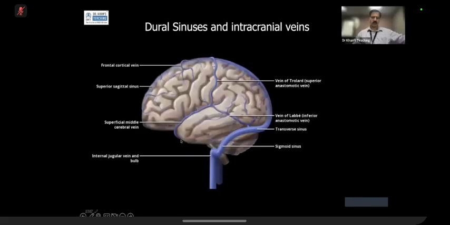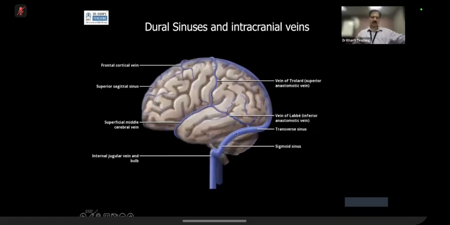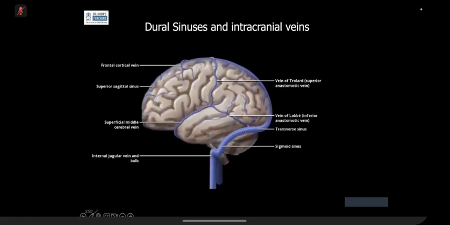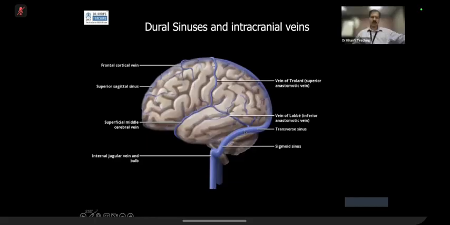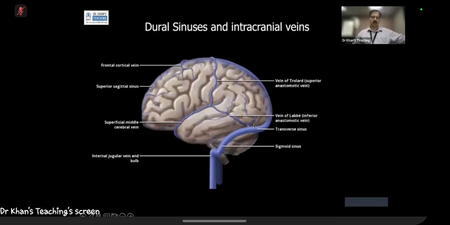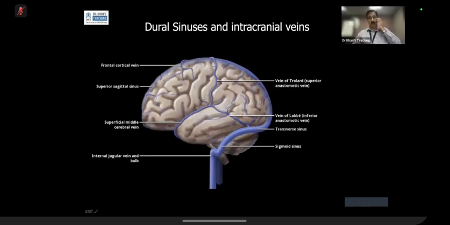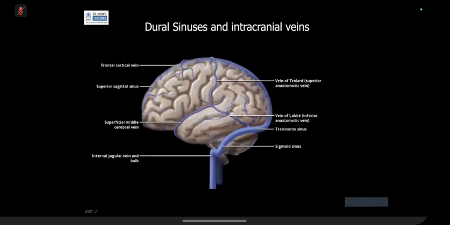Now, this is from a superior view, where these are the veins of Trolard. Sometimes what happens is that, particularly if the transverse sinus is hypoplastic, then these superficial veins will be very prominent and their role will be more important. So you will see cases in which there will be cortical infarction because of superficial vein thrombosis.